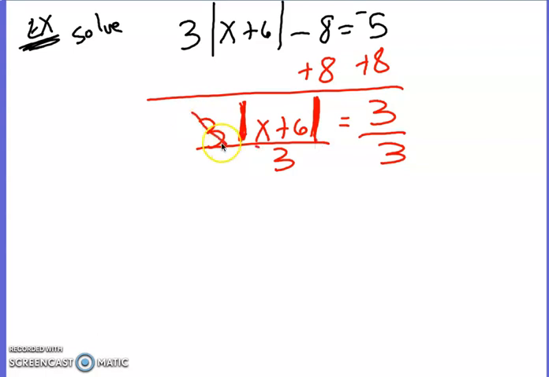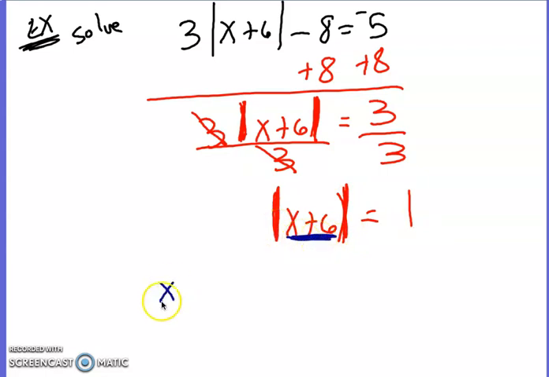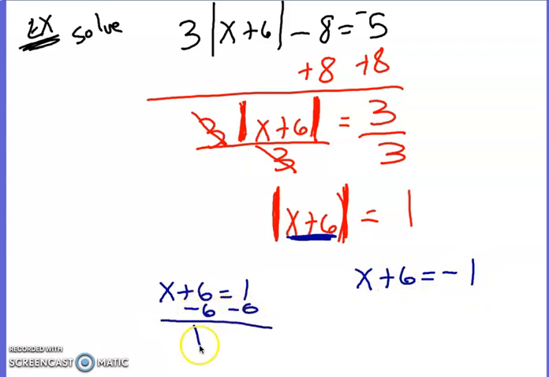So here the 3's cross out, and you're left with the absolute value of x plus 6 equals 1. Now I know, because of the absolute value, that the inside value could equal 1, or the inside value could equal -1. And then you just solve this.